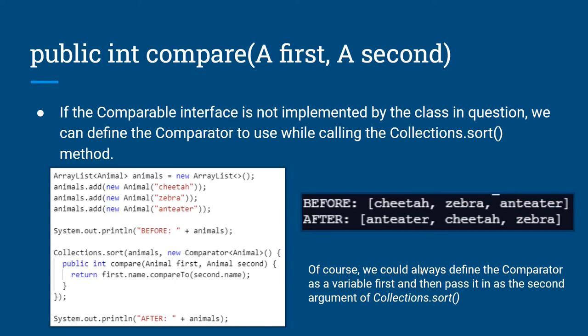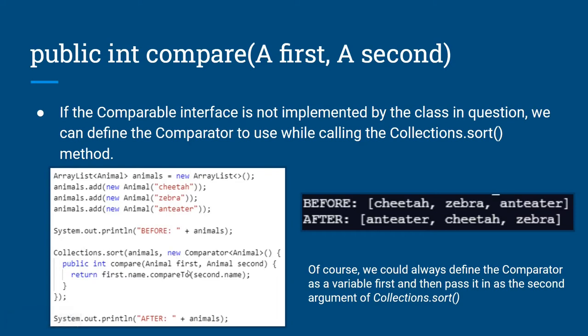A quick note here is that you could always define the comparator as a variable first and then pass it in as the second argument of collections.sort. So for example, here we're just defining the method right inside of the function call. But if you like the function call to be a bit neater, then before this line here, you could add another line where you instantiate a comparator object. And what you say is, a comparator, for example, x is equal to new comparator, and then you put all this here. And then you just pass in x here. So this can all just be assigned to a variable, and then you can pass in the variable instead.